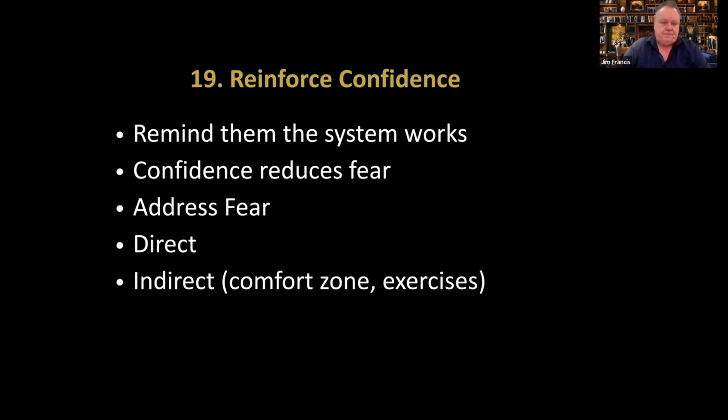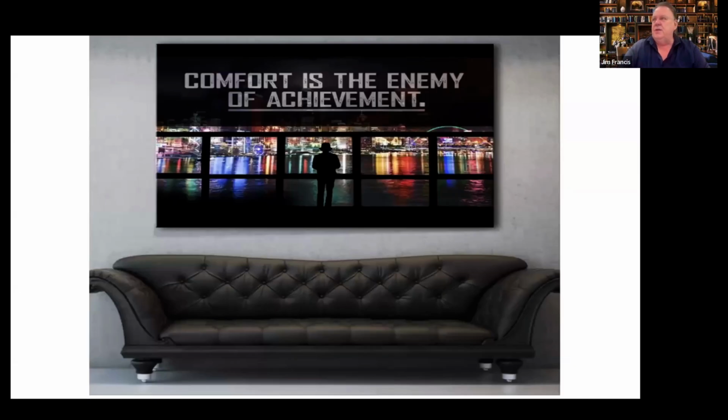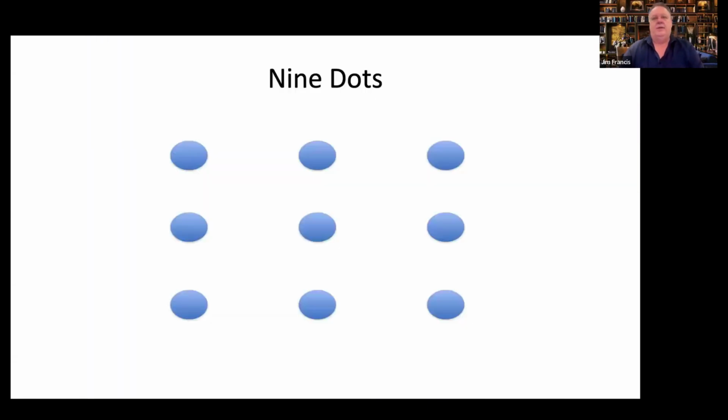Reinforce confidence, address fears, show them that the system works. That's usually about direct and indirect testimonials, but we want to reinforce that. And comfort zone is the enemy of achievement. So one of the things I like to do is to get people to confront their comfort zone by doing exercises, right? So that might be an exercise like the 9-dot exercise.